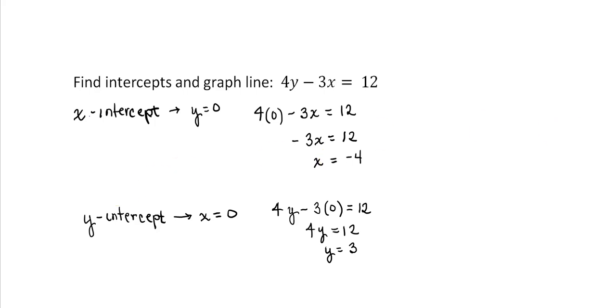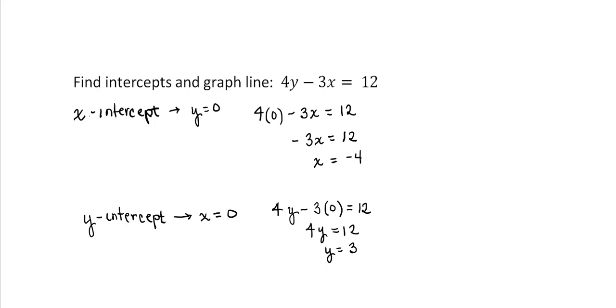And in order to do that, we need to set the opposite variable equal to 0. So for our x-intercept, we want our y to be 0. Substituting that 0 in, we have 4 times 0 minus 3x equals 12. That leaves us with negative 3x equals 12. And then divide by negative 3 on both sides. So we have x equals negative 4.